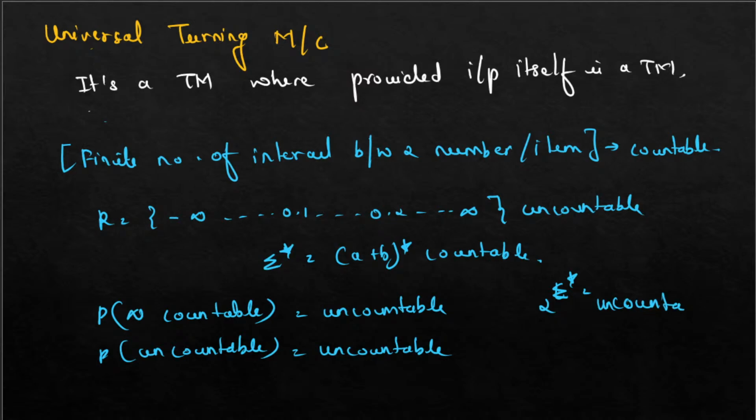The Cartesian product of two countable sets is always countable. Complement of countable may or may not be countable, complement of uncountable may or may not be countable, and intersection may or may not be countable. Okay, everyone.